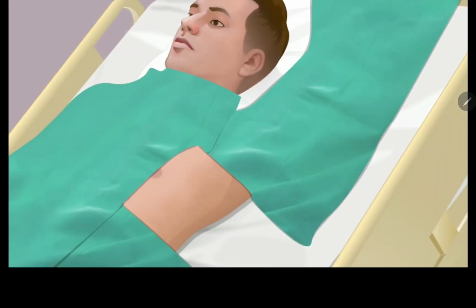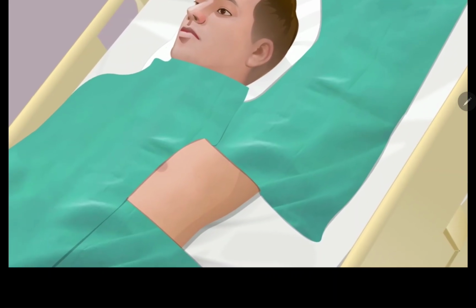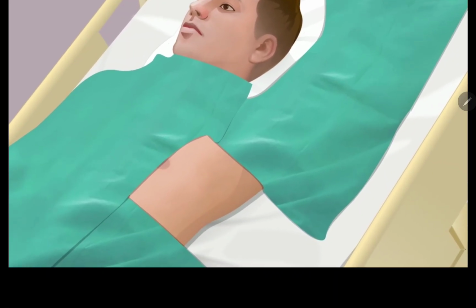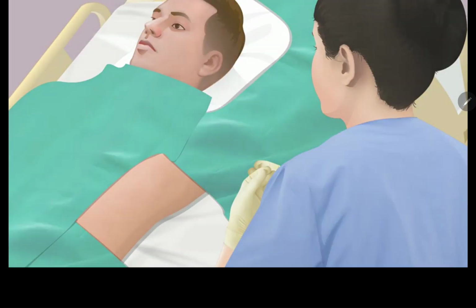Assist the practitioner as directed with draping the patient. Place full sterile drapes over the patient, leaving only the procedure site exposed. Assist the practitioner as directed with the procedure.